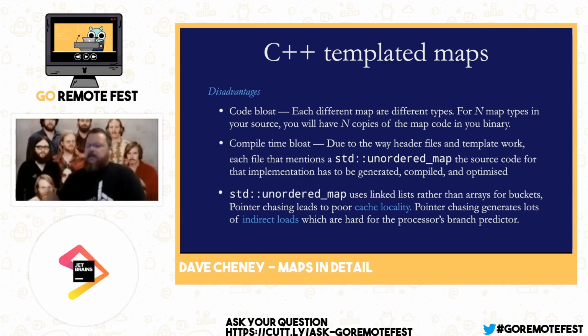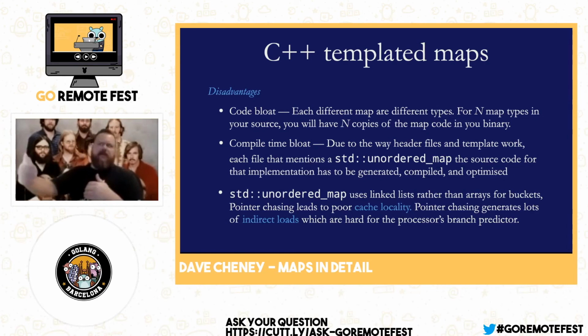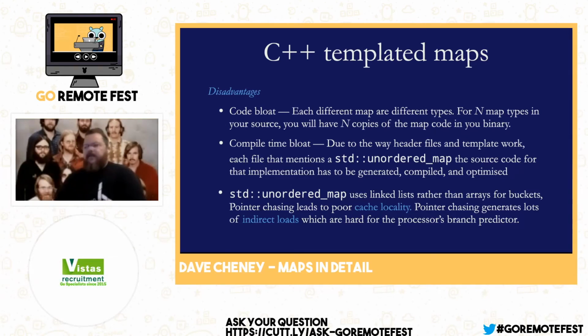And probably the most bizarre one, as I was revisiting this talk, is that std::map uses a linked list. And linked lists are terrible on modern processors. They cause poor cache locality because a pointer can point to anywhere in memory. And pointer chasing generates a lot of indirect loads. You need to know the address of the thing you're loading so you can load the address of the next thing you're loading. That's very hard for processors to do speculatively. So a lot of random memory references tend to hurt performance.